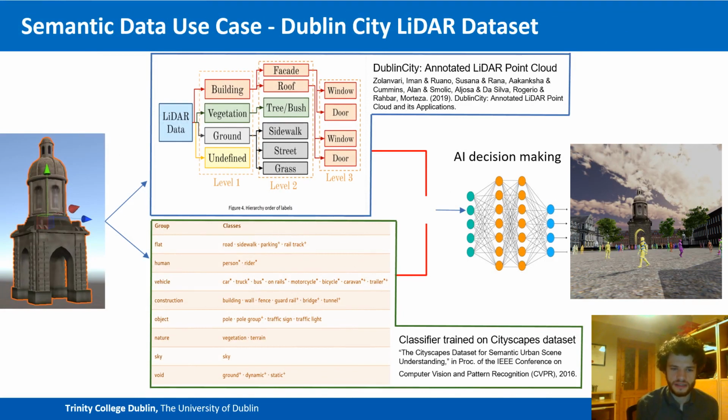An example that illustrates this is shown here. We have a virtual asset shown on the left, which is the campanile in Trinity College Dublin. Also shown are two different ontologies which can describe this asset. On top we have Dublin City and annotated LiDAR point cloud, and in this ontology we have building, facade and roof. On the bottom we have a classifier trained on the Cityscapes dataset, and you can see that under construction we have building. So the question is, given that we have multiple sources of data that could potentially be used, how can we resolve them and pass them into the AI decision-making modules which need a fixed representation?